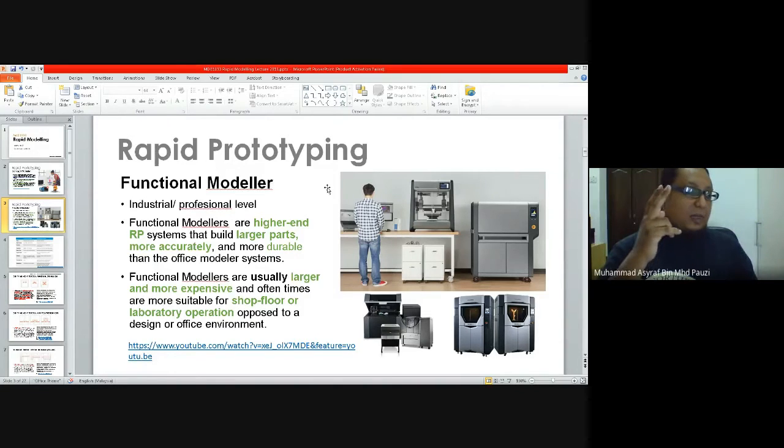Combine the, what you call that? The CPU, the monitor, and whatnot. Okay, it means that you still can carry around the desktop modeler or desktop printer. But for a functional modeler or industrial or professional level, it's very hard for you to carry around. They are meant to reside in a specific room with a proper controlled environment and whatnot. Okay.